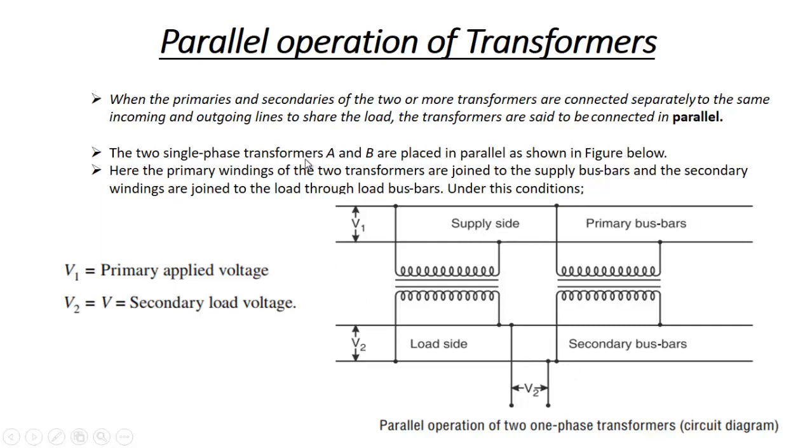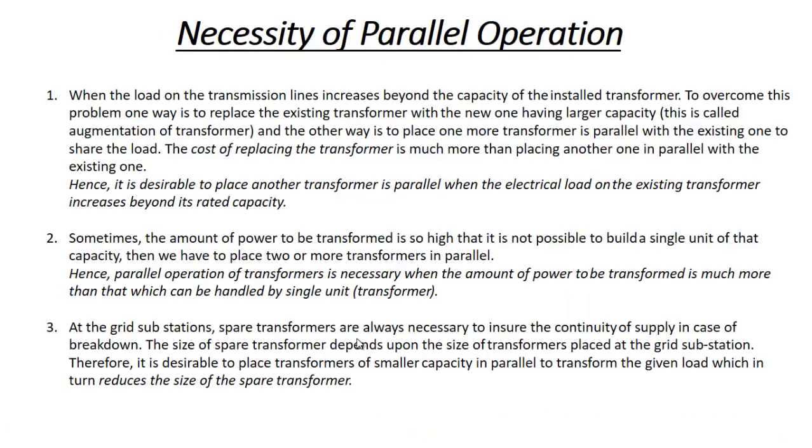The two single phase transformers A and B are placed in parallel as shown in the figure. Here the primary windings of the two transformers are joined to the supply bus bars, and the secondary windings are joined to the load bus bars. Under this condition, V1 is the primary applied voltage, V2 is the secondary load voltage, and these voltages are the rated voltages of the transformers.